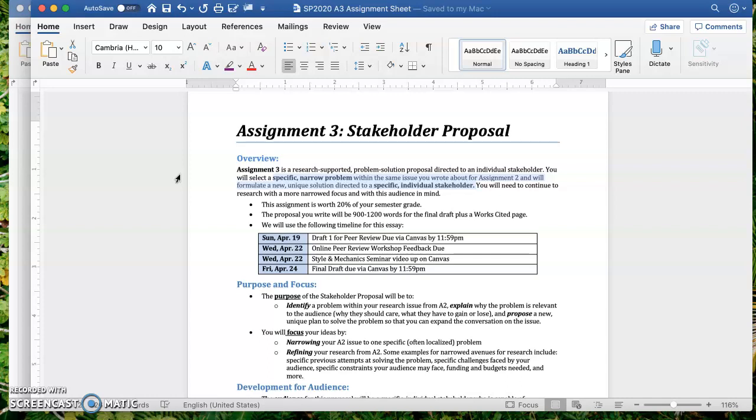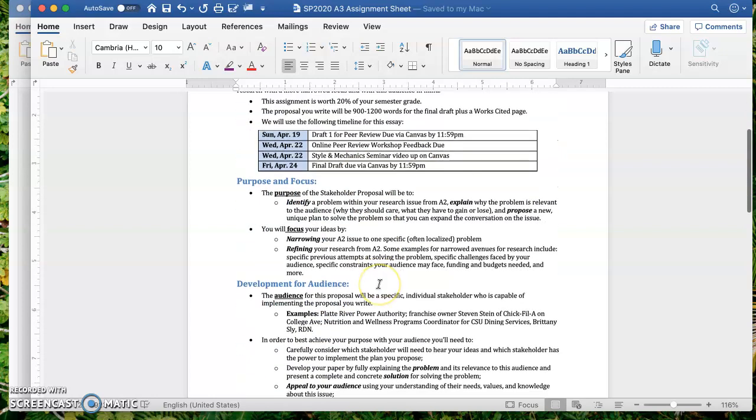But what you could do, right, is if you're going to choose maybe the CEO of King Soopers as your stakeholder, you can look up who is the CEO of King Soopers. You could find, theoretically, this person's contact information. You would know exactly who this specific individual is, and you would write your proposal to that specific CEO. So that's how specific I would like you to get in terms of your stakeholder. If you have any questions about that, please let me know. But that's the main aspect of that.